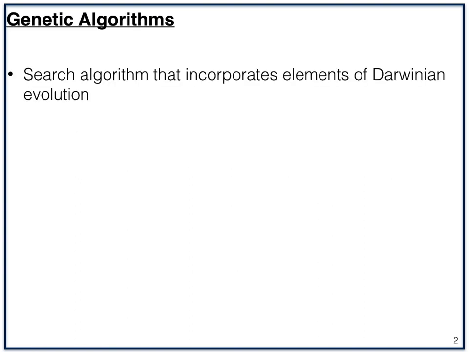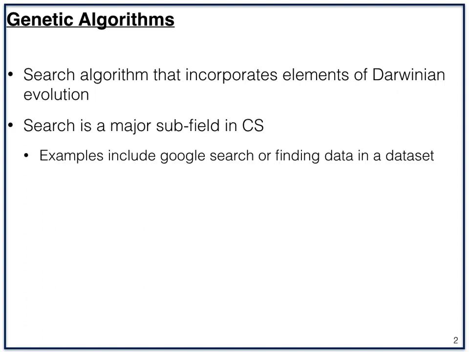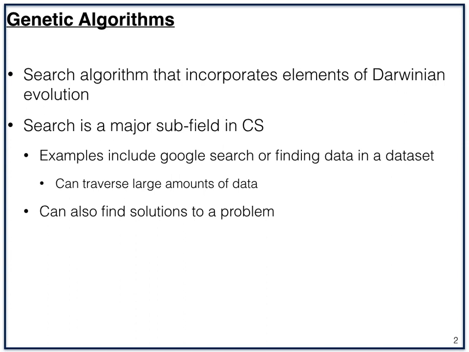Genetic algorithms are search algorithms that incorporate elements of Darwinian evolution. Search is a major subfield of computer science and includes examples like searching for something in Google search or finding a file or piece of data on your computer. And so search requires traversing some large amount of data, so a bunch of websites or all the files on your computer. Search can also be used to find solutions to a problem.